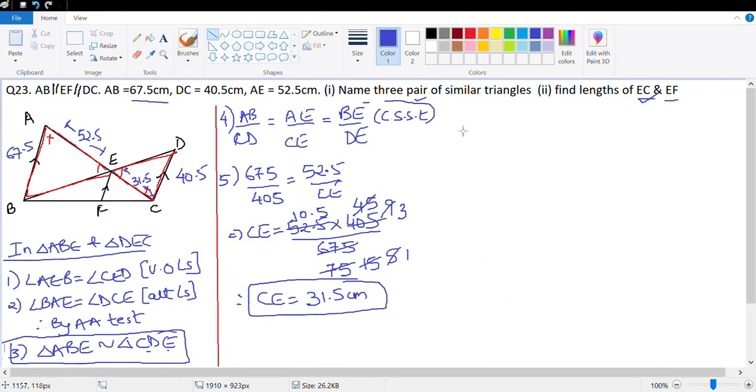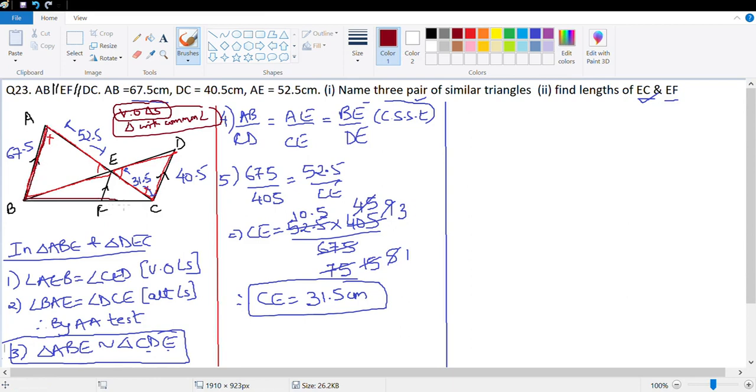Done. Let's try and identify a second pair of triangles which will be similar. So first thing I told you was look at vertically opposite triangles. And then the second thing I said was look at triangles with common angle. So is there a triangle with a common angle? Well, I can visualize one, which is this big triangle ABC and this small triangle EFC. So this is one small triangle EFC, and if I continue this line, it becomes ABC.